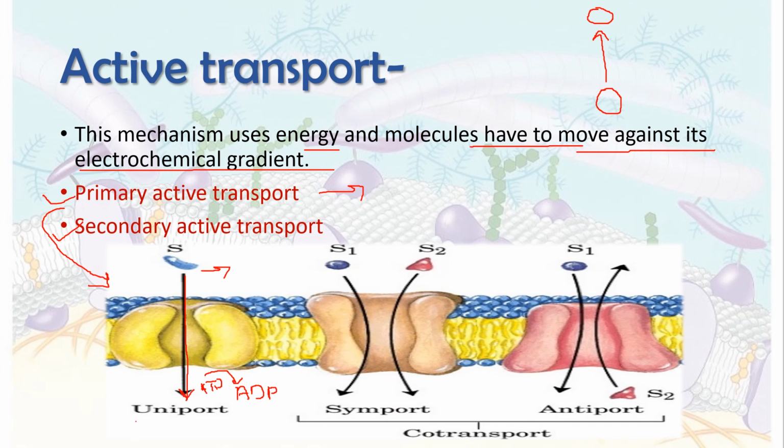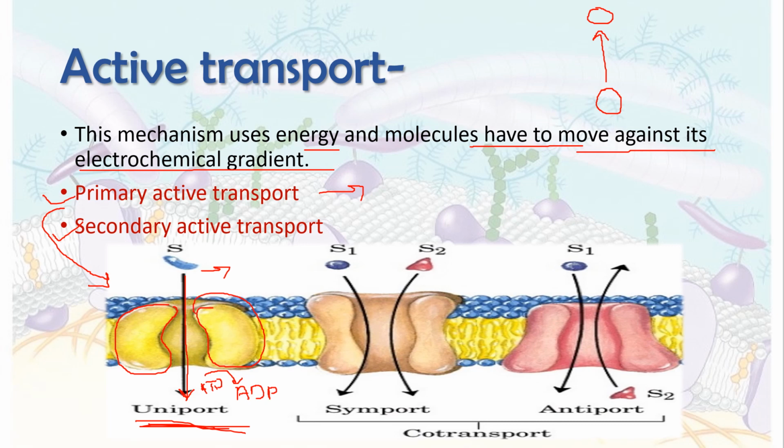When only one molecule passes across the membrane with the hydrolysis of ATP, then it is known as Uniport, and the protein that is used to perform this active transport is known as Uniporter.